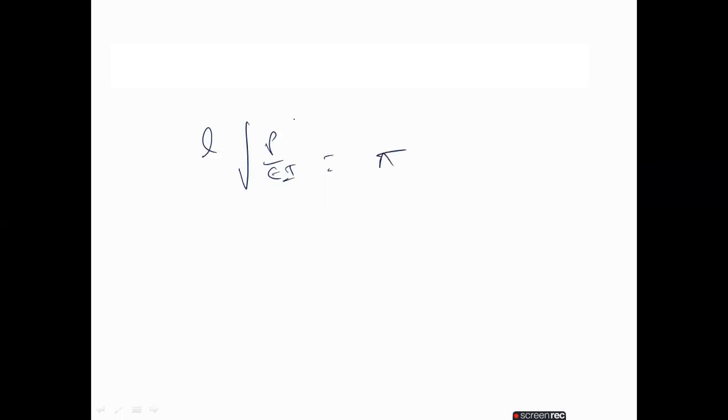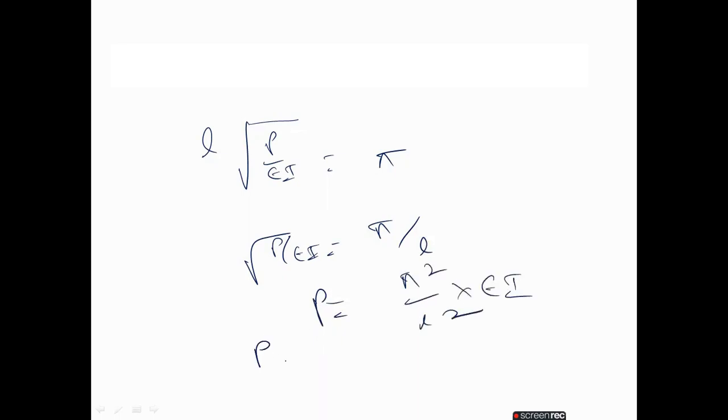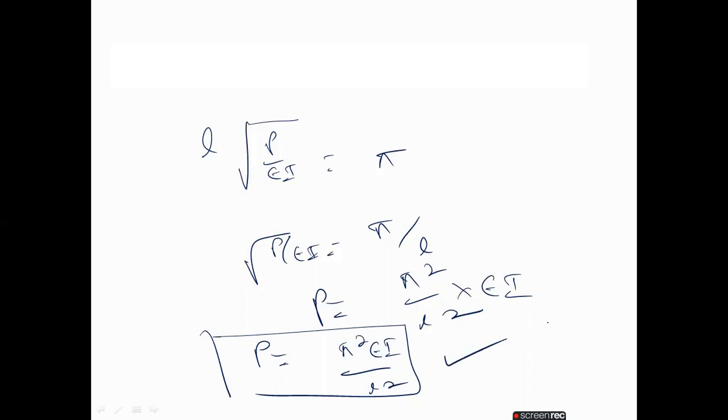So then what happens? Square root of P by EI equals pi by L. So then P equals pi square by L square multiplied with the EI. So the final value we got is pi square EI by L square. So this is the load we have to calculate from the first Euler's theorem when both the ends of the column are hinged. This is the first condition whatever we discussed till now.